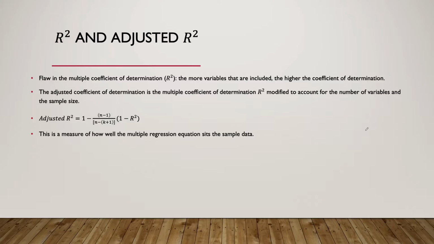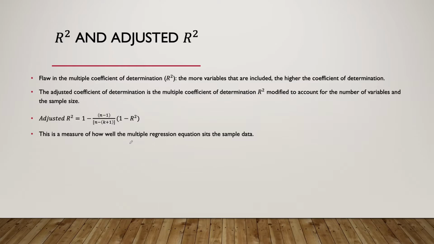Next, the R squared and adjusted R squared, the coefficient of determination and adjusted coefficient of determination. There's a flaw in the multiple coefficient of determination, the R squared value: the more variables that are included, the higher the coefficient of determination is, which is an unfortunate flaw. The adjusted R squared is the multiple coefficient of determination R squared modified to account for the number of variables and the sample size, which is why you would always have different values. The adjusted R squared is 1 minus n minus 1 divided by n minus k plus 1, times 1 minus R squared.